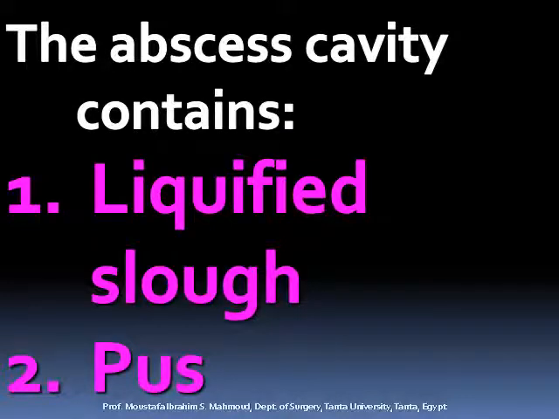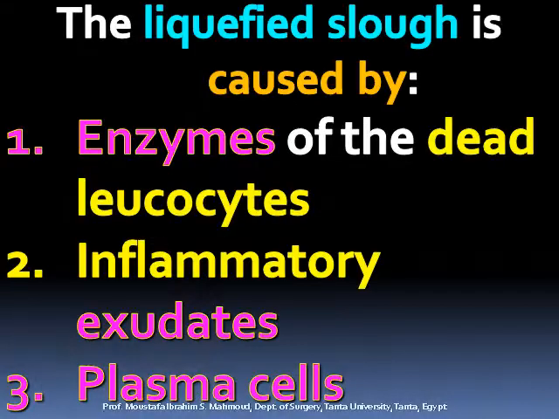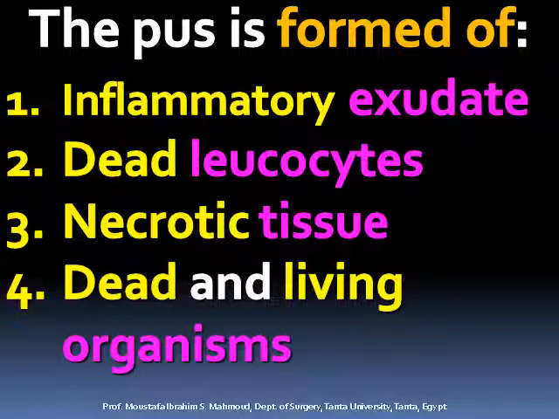The abscess cavity contains liquefied slough and pus. The liquefied slough is caused by enzymes of the dead leukocytes and by the inflammatory exudates and plasma cells. The pus is formed of inflammatory exudate, dead leukocytes, necrotic tissue, and dead and living organisms.